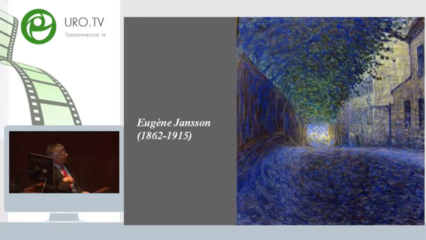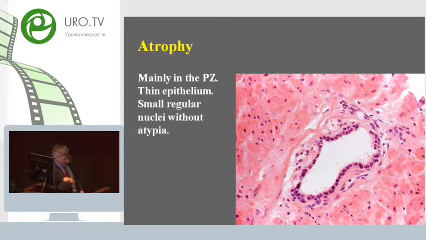So here's yet another painting by Eugene Jansson with one of those blue cityscapes. The probably worst problem in prostate pathology is atrophy, which is misinterpreted as prostate cancer over and over again. And the reason is that these are small glands and they look dark because the nuclei are dark and there is very scant cytoplasm. However, the nuclei are very, very small and there is really no atypia.